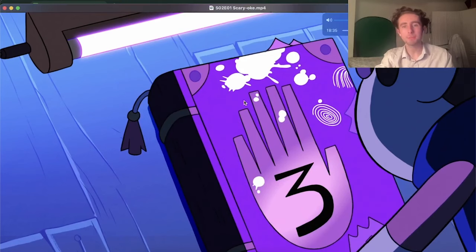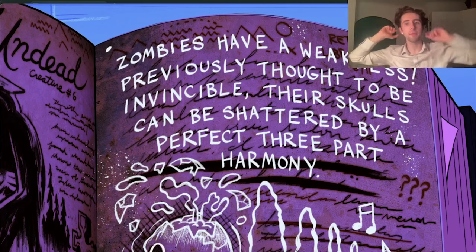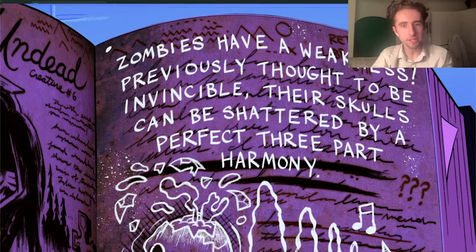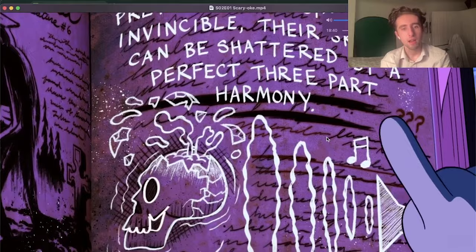I don't want to know what this splatter is. Let's move on swiftly from that. Oh, yeah, and here we go. "Zombies have a weakness. Previously thought to be invincible, their skulls can be shattered by a perfect three-part harmony." So there you go. This is just showing one of their weaknesses.